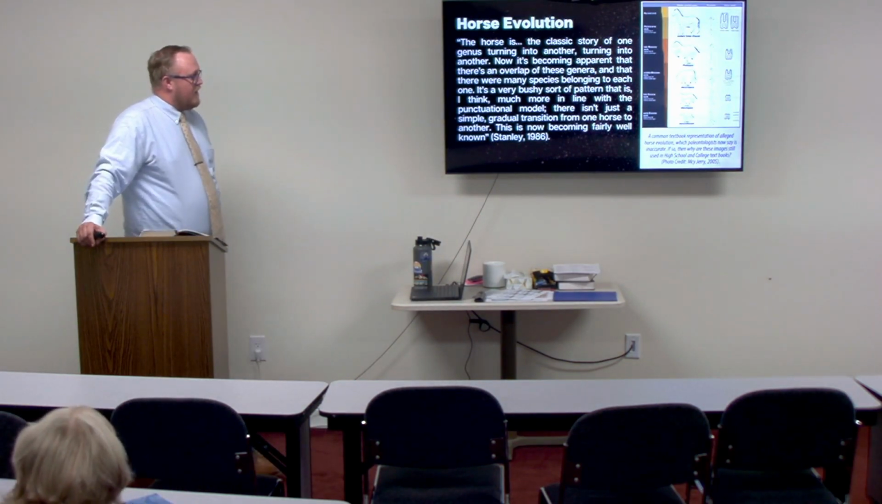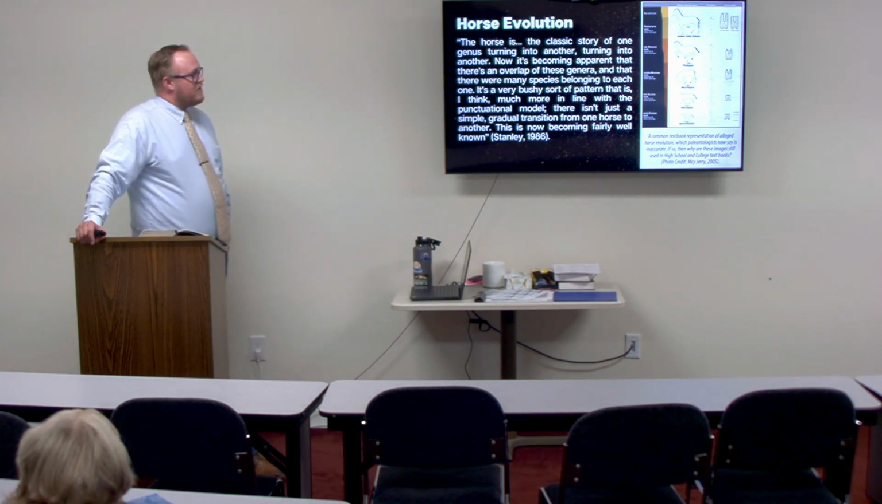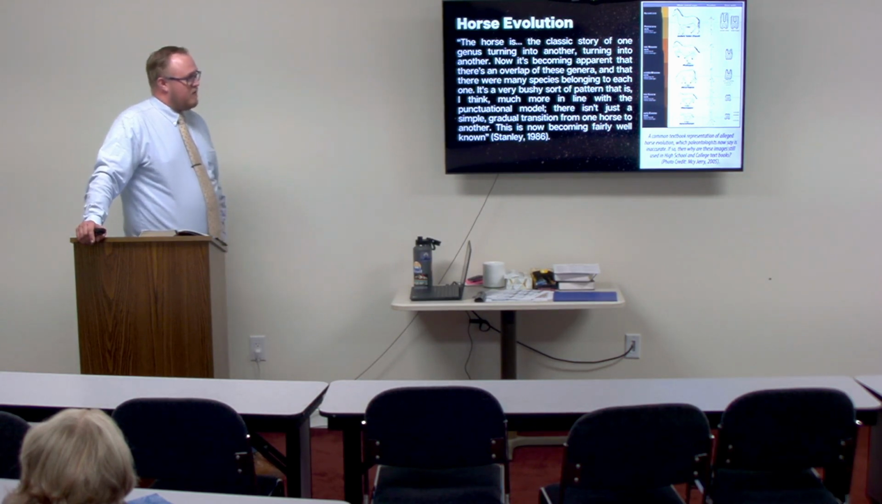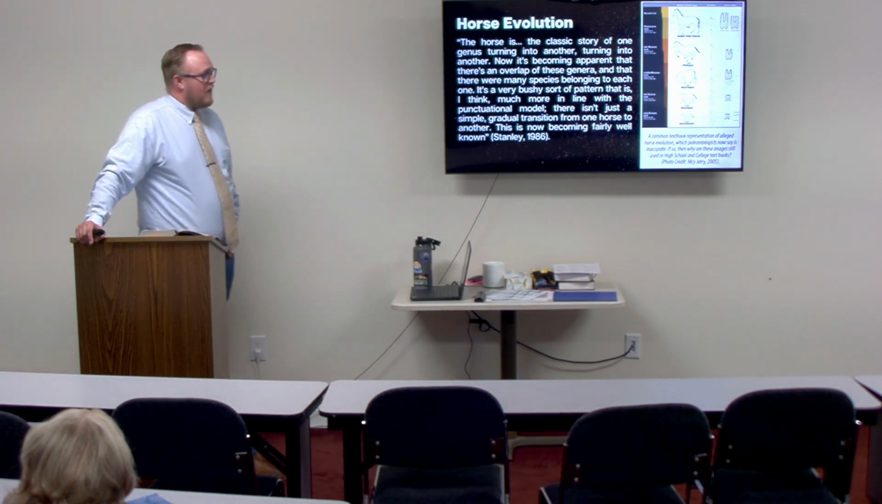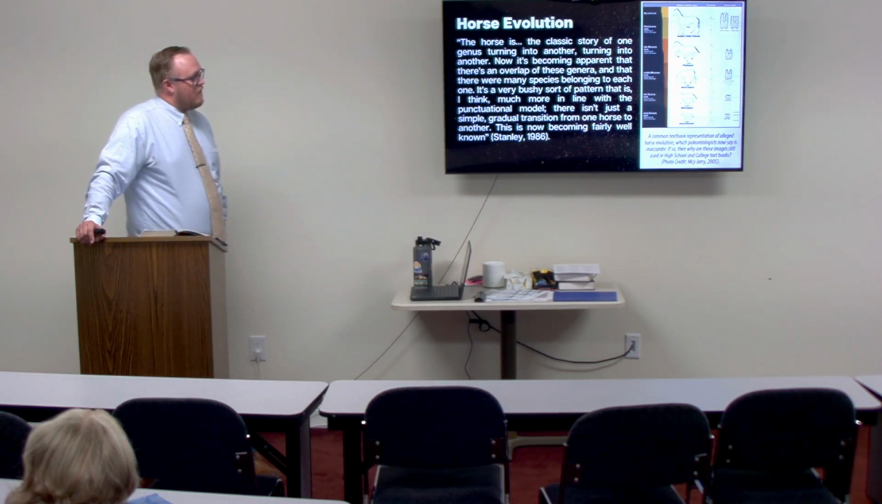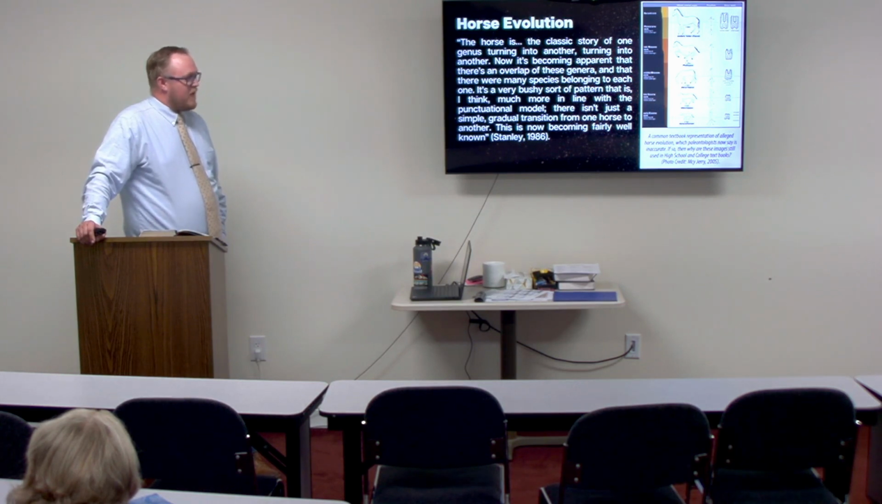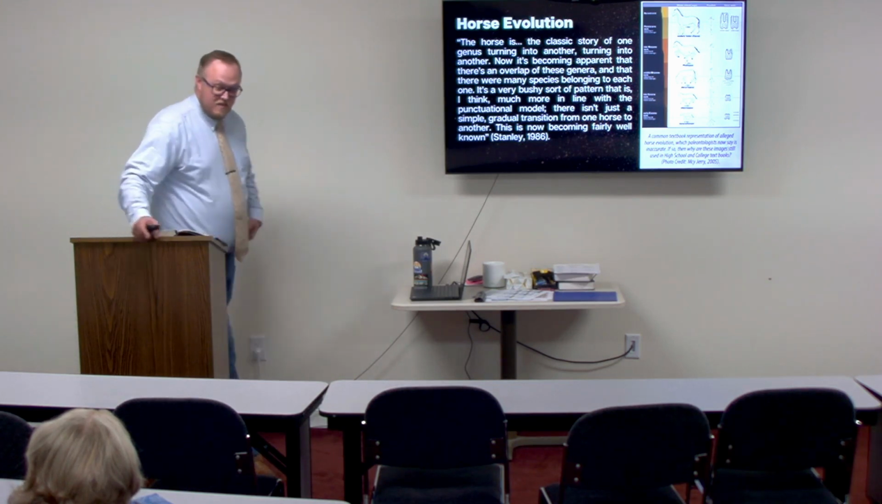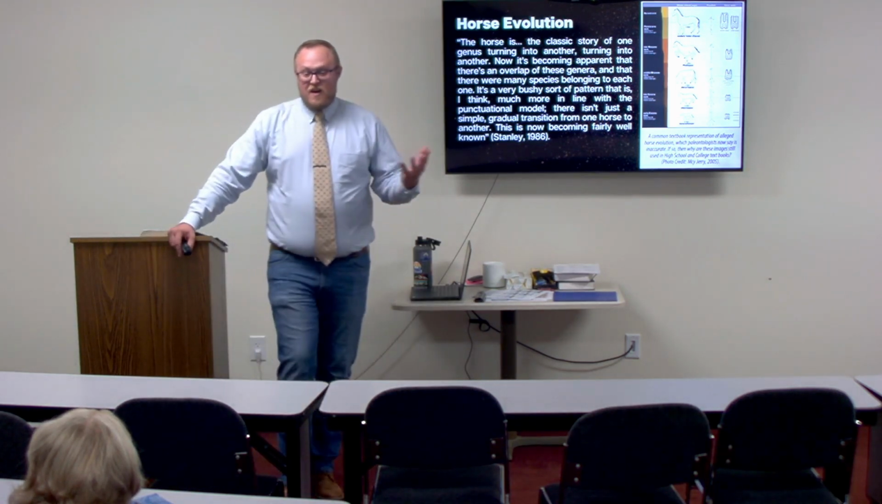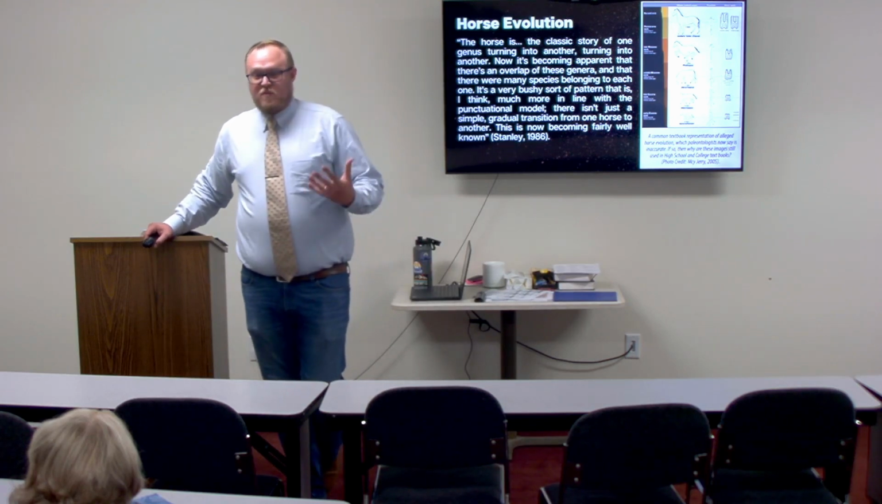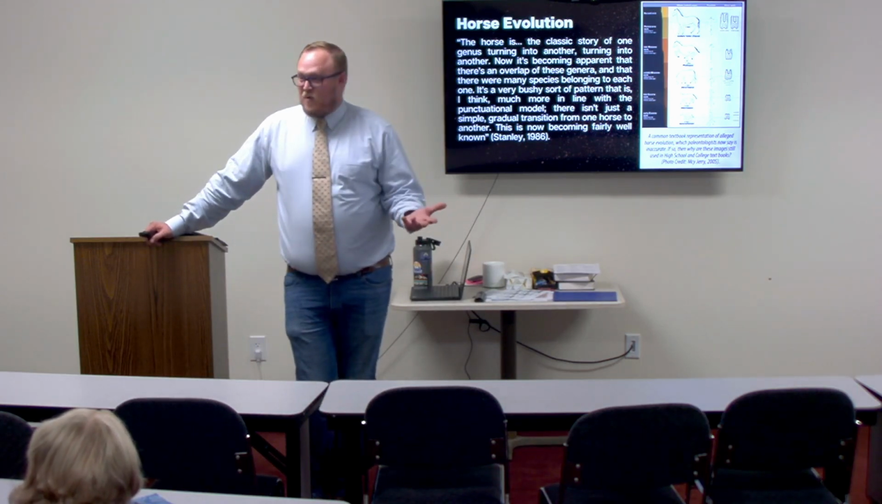A couple quotes that I have regarding this work, and again, these are from evolutionists. The horse is the classic story of one genus turning into another. Now it's becoming apparent that there's an overlap of these genera and that there were many species belonging to each one. It's a very bushy sort of pattern that is, I think, much more in line with the punctuational model. There isn't just a simple, gradual transition from one horse to another, and this is now becoming fairly well known. So this is from one evolutionist saying, hey, all that we've been using to tell people about evolution with the horses, it's not exactly what we thought it was.